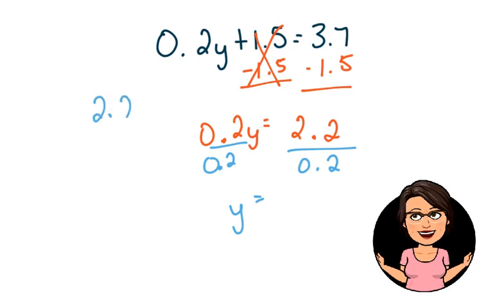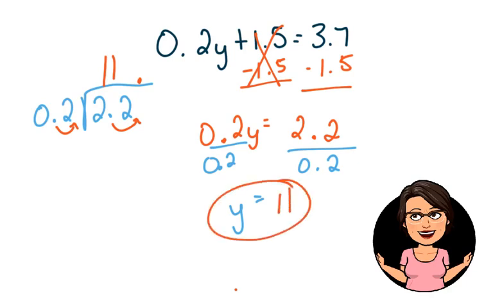Over here, 2 and 2/10 divided by 2/10. Don't forget, move that decimal over. So 2 will go into 22 11 times, so y is 11. You got it? Good job. Oh, don't let the decimal get you. Those decimals, you have to make sure you move them. You can't have a decimal in your divisor.